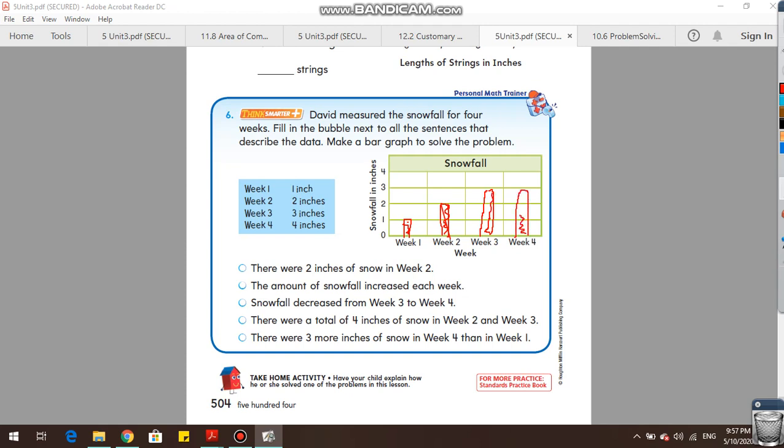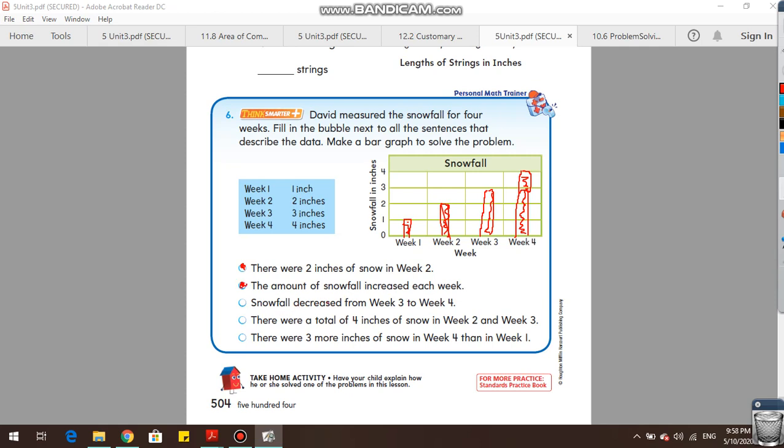Now let's read the statements that we have, and if it's right, I'm gonna choose it. There were 2 inches of snow in week 2. In week 2 we have 2 inches, yes, so I'm gonna choose it. The amount of snowfall increased each week. Increased means it become bigger or greater each week. Okay, I have here mistake, it's 4. Yes, it was 1, then 2, then 3, then 4, so it's increased.